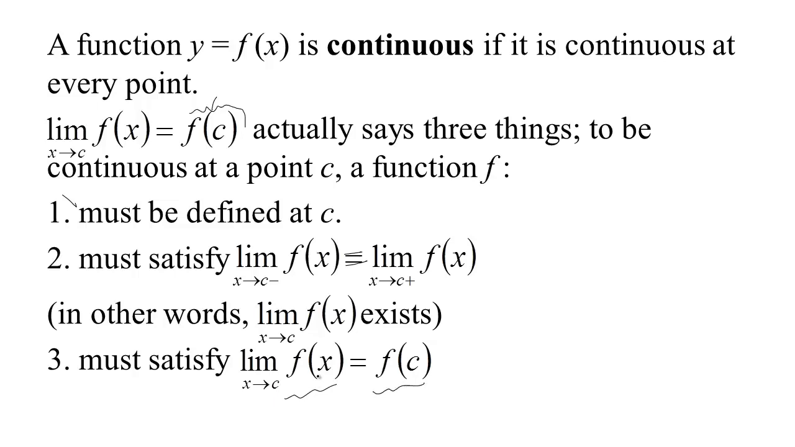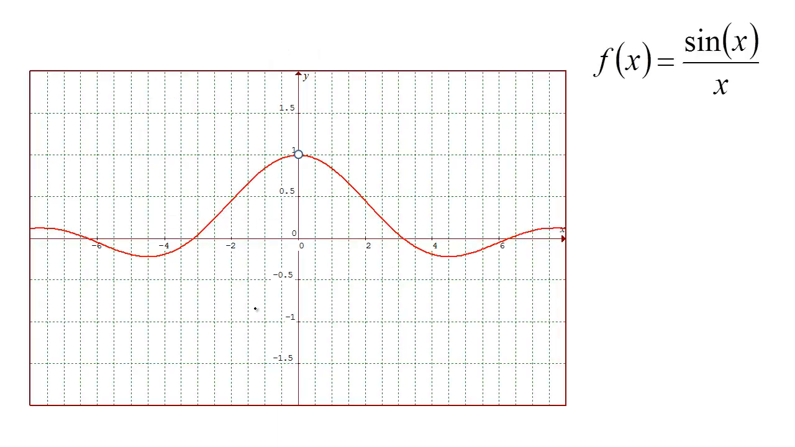We could look at a couple examples of functions that are not continuous at a particular point and see how one of these three things would have to fail. Our first example would be something that's kind of familiar to us, f of x equals sine x over x. You can see immediately that it's discontinuous at 0 because f at 0 is not defined.